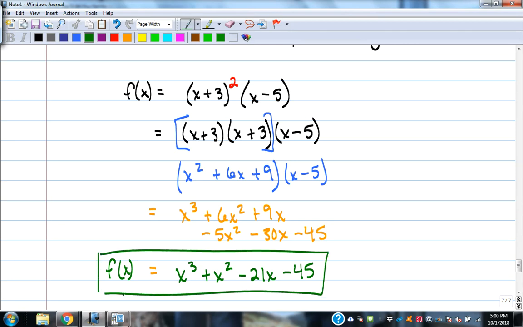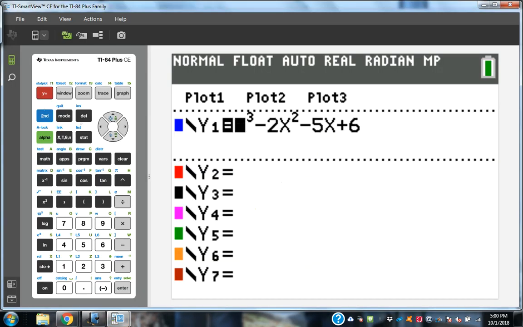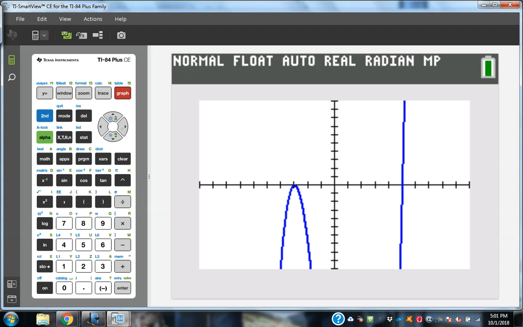What do we know the graph of this thing should do at -3? What should it do to the x-axis? Cross it or bounce off of it? Why? Because it's got an even multiplicity. So if we graph this, we should be seeing, we got x to the third plus x squared minus 21x minus 45. If we graph that, we should see it bounce off at -3.